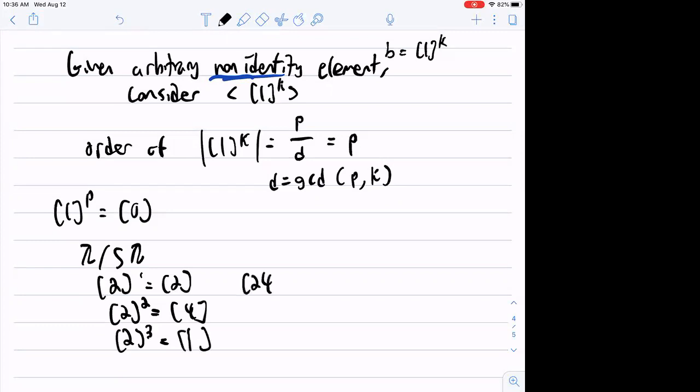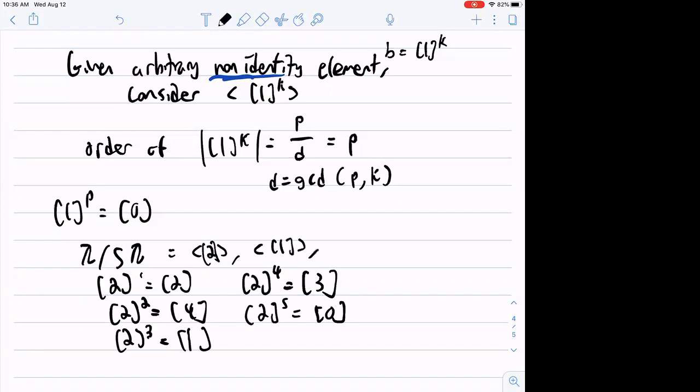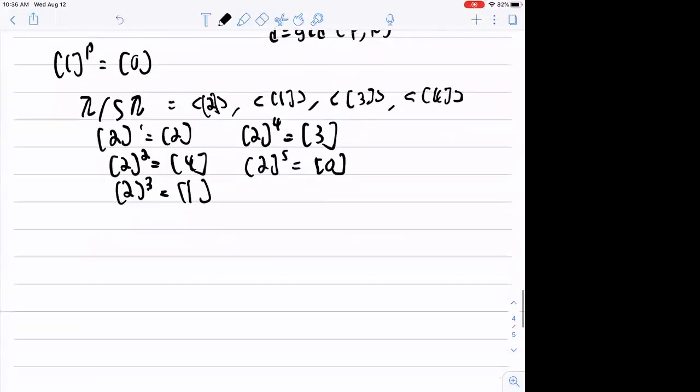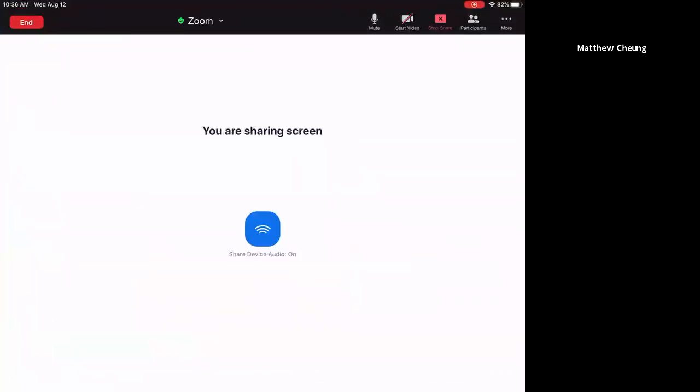2 to the 4th is 3, and then 2 to the 5th is 0, right? So in other words, this is generated by 2, the class of 2. It's also generated by the class of 1, also by the class of 3, also by the class of 4. Anything but 0. So there are lots of generators for Z mod PZ when P is prime. Everyone good?